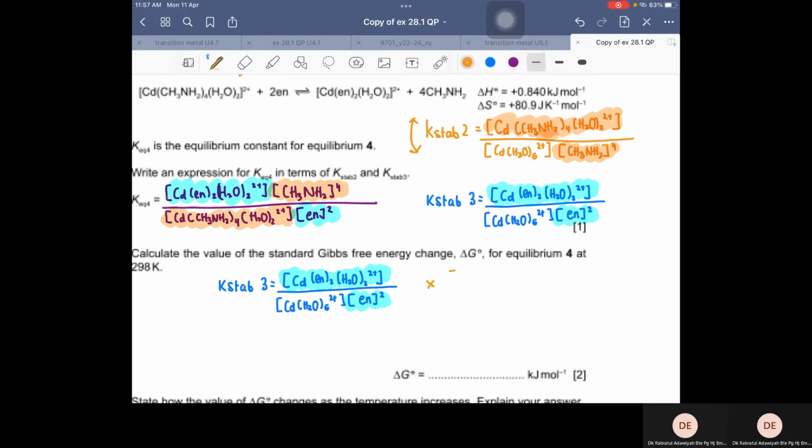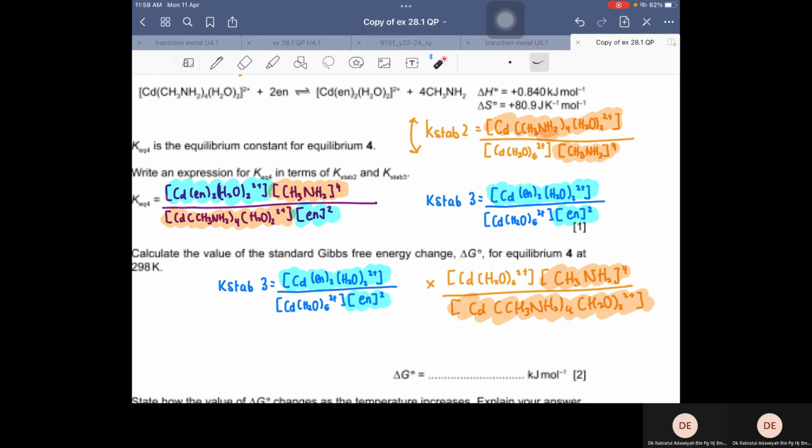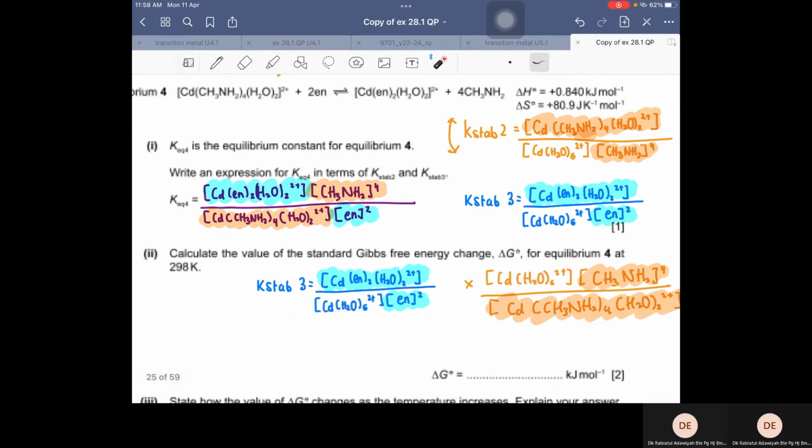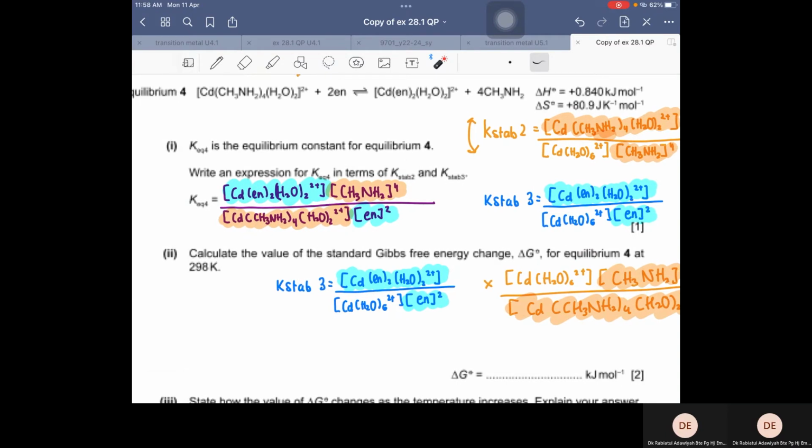Times my CdH2O6 goes up, CH3NH2 to the power of 4 over this whole thing, CH3NH2 4 H2O 2 plus. Okay, so I'm going to highlight it just in case you cannot see it. Can you see that the CdH2O6 2 plus cancel out? Okay, so that means the answer is K step 3 over K step 2 for 1 mark.